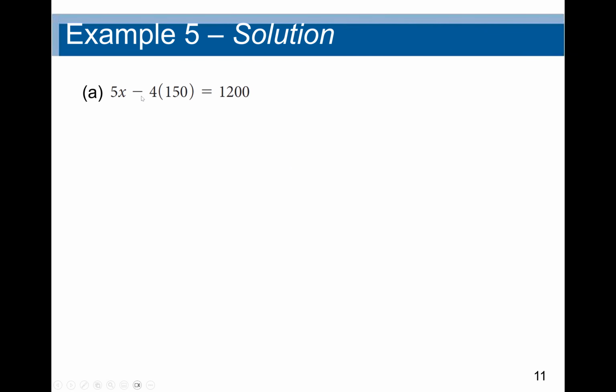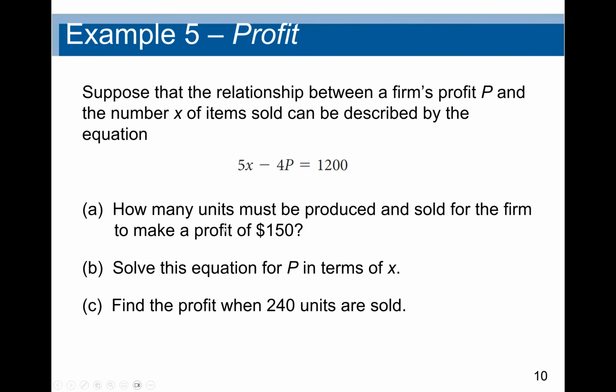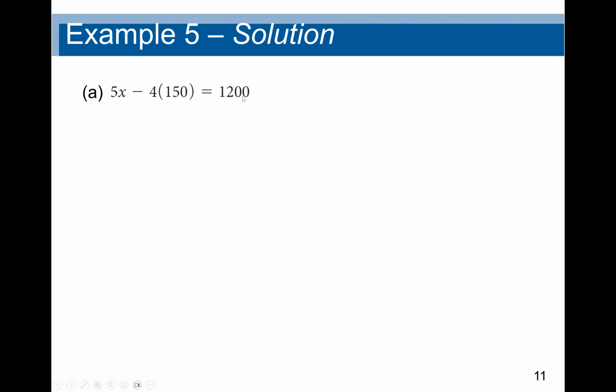A, we have 5x minus 4p. Remember, they say make a profit of 150, so it will be 4 times 150 equal to 1200. So we solve the equation 5x minus 600, because 4 times 150 is 600, equal to 1200. So now we can cancel minus 600 with plus 600, and that will give us 5x equal to 1800. 1200 plus 600 will give us 1800.